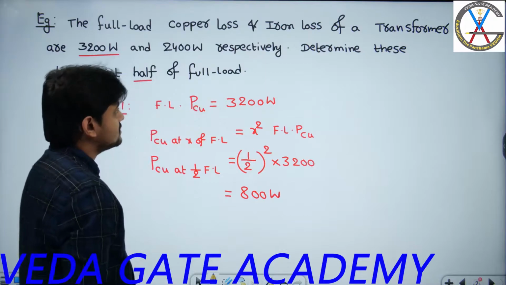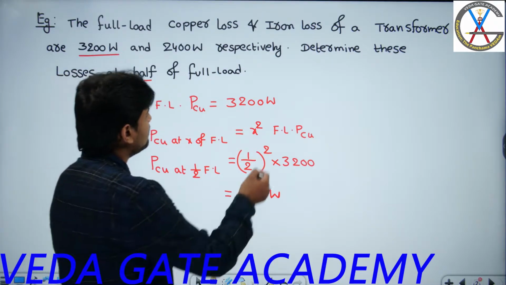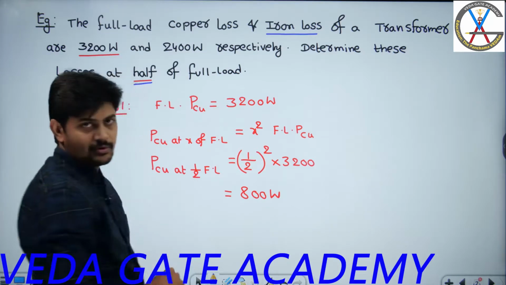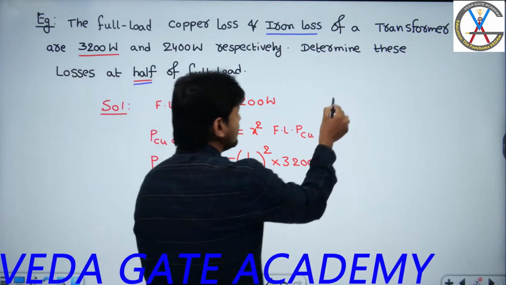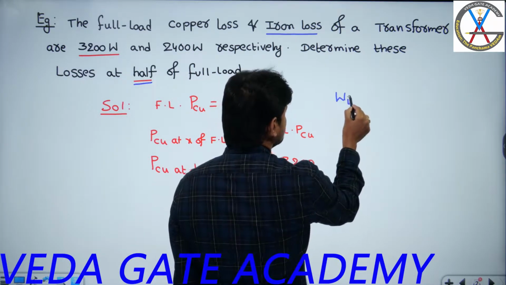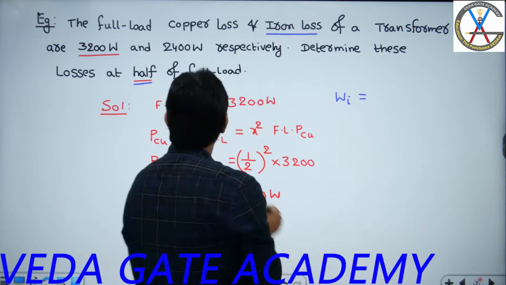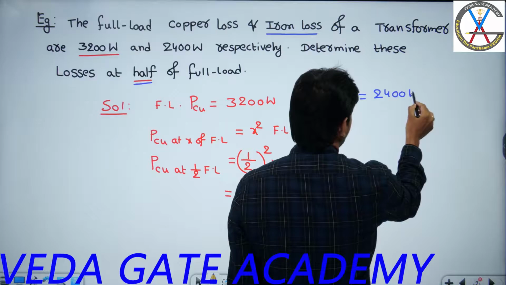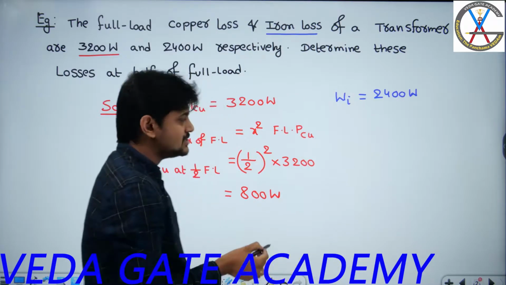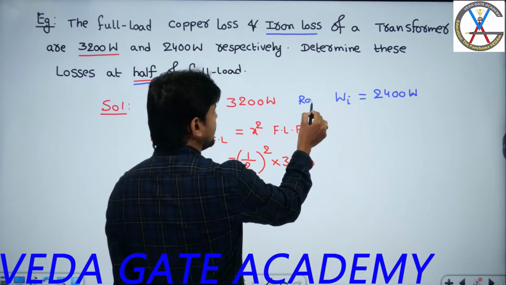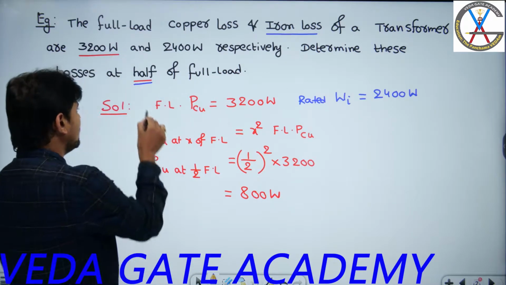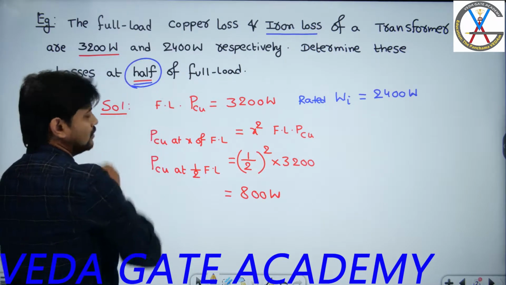Right. Now what is the next thing we need to calculate? We also need to calculate the iron losses at the same half of the full load. So, what are the rated iron losses they have given? The rated iron losses they have mentioned in the given question is 2400 watts, right? Now, this is my rated iron losses or full load iron losses. Now, they ask you to determine what are these iron losses at half of the full load.